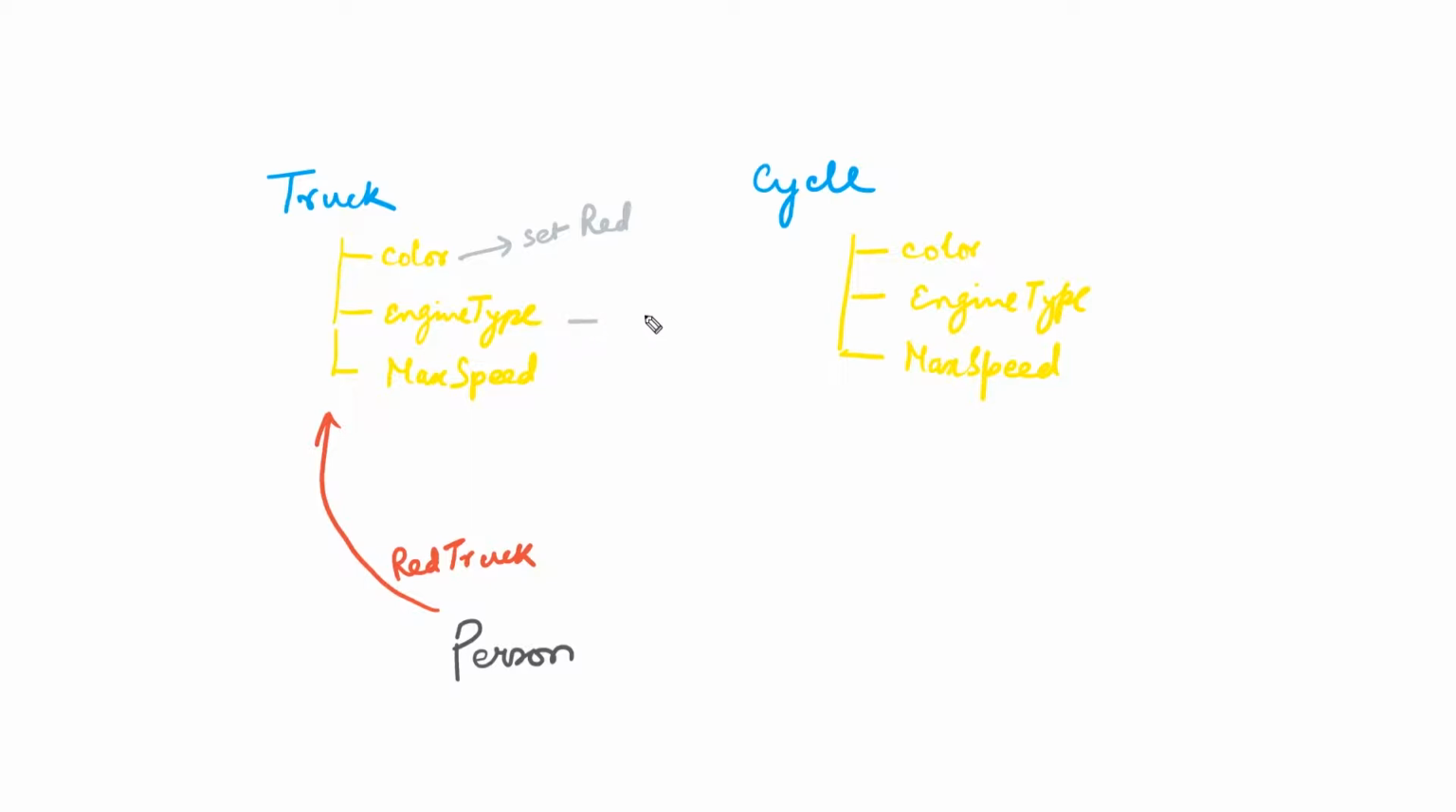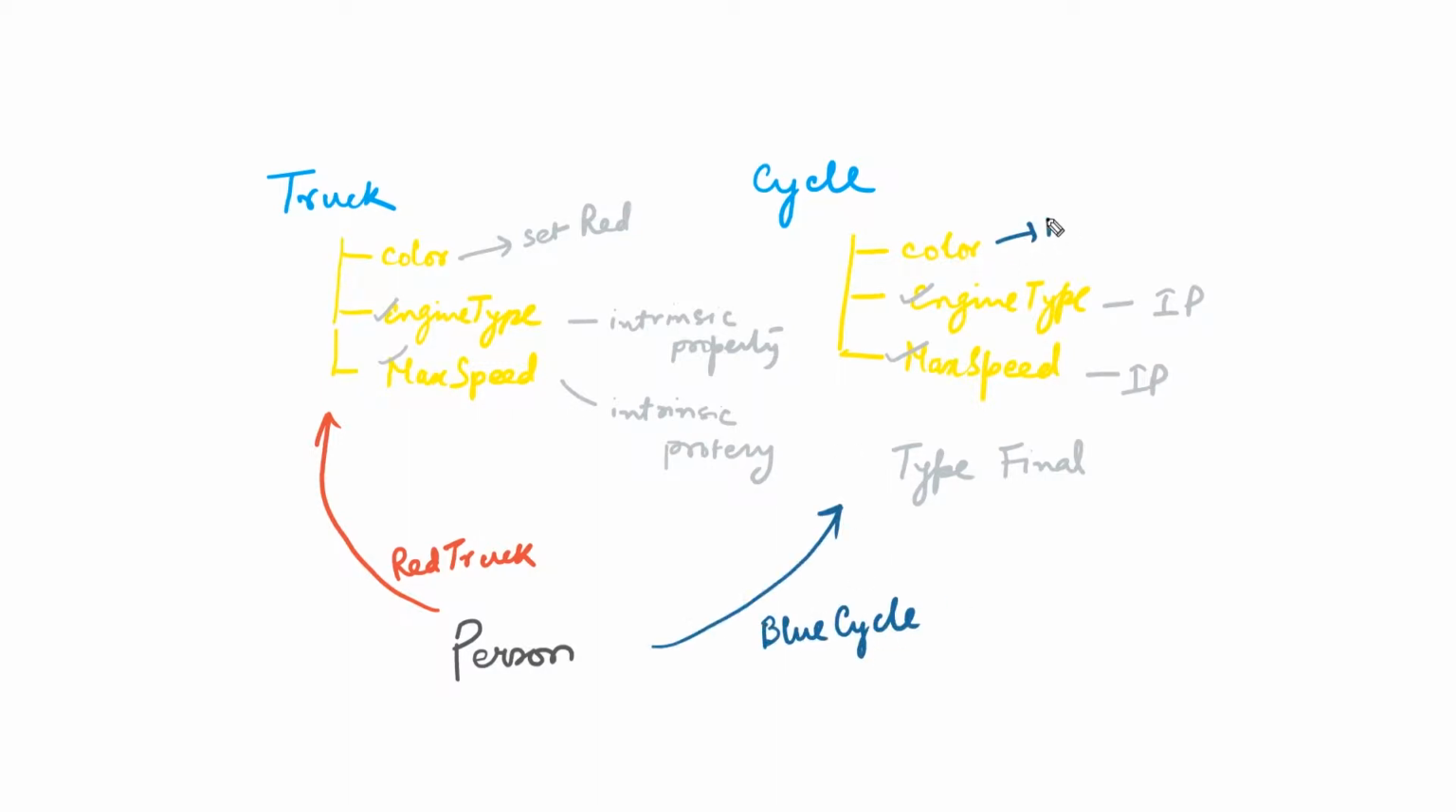Those fields which remain the same are called intrinsic properties, and in a Java class, it's always final. Only the color of the cycle or the truck changes, which is called extrinsic property. Flyweight design pattern helps reduce the objects created.